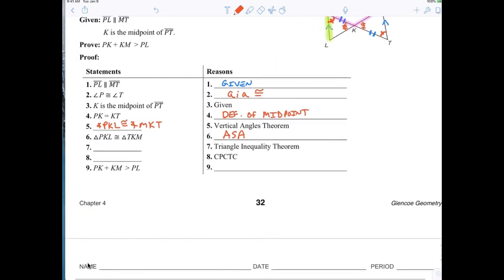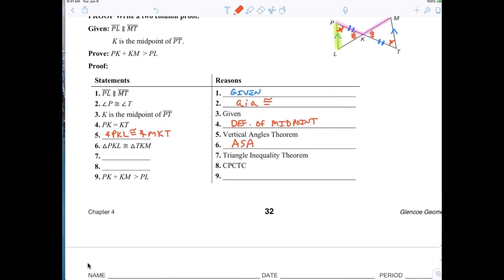Angle, side, angle. Everybody good with me now up through 6? All right? Now, again, I'm simply looking at this up here. I need to get this involved.